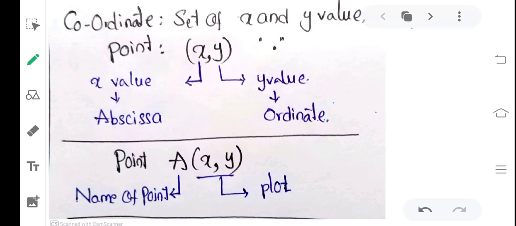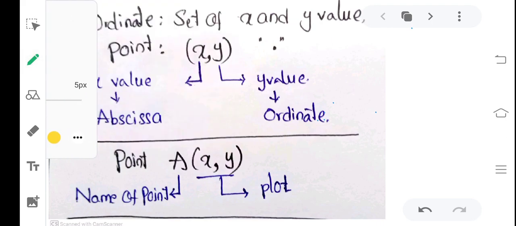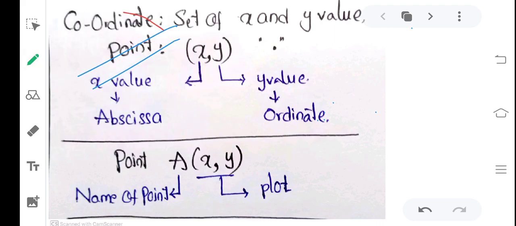Today our mathematics chapter is coordinate geometry. All of you know the basics of coordinate geometry. Already you studied in your lower standards, what is a point, what is a line segment. These are the basic concepts you already learned in your lower standards. Let me recollect those.